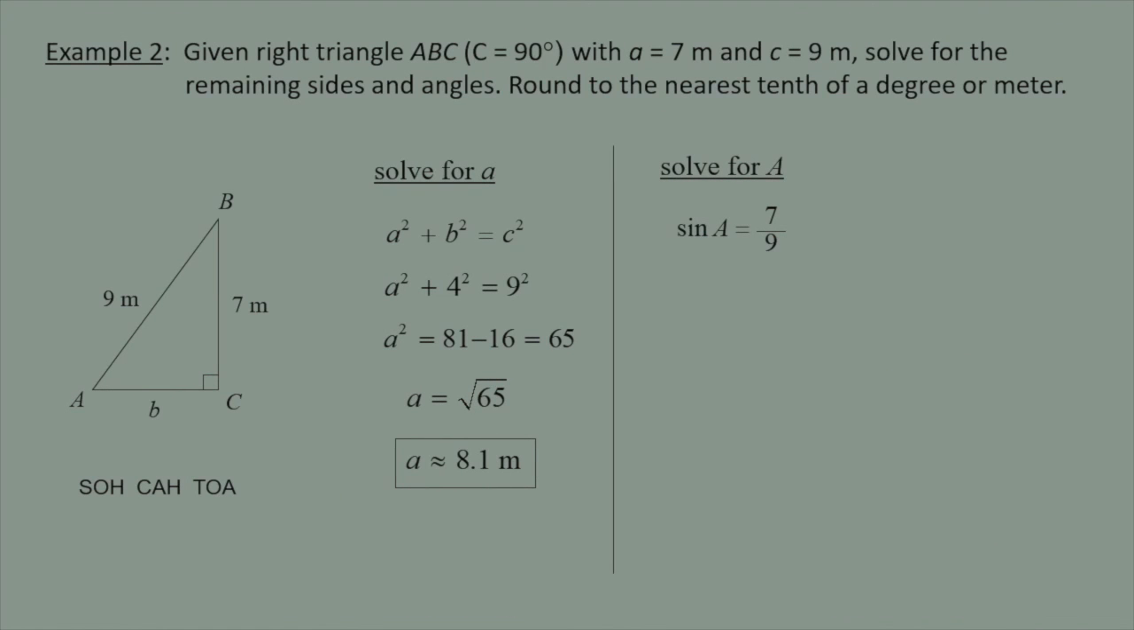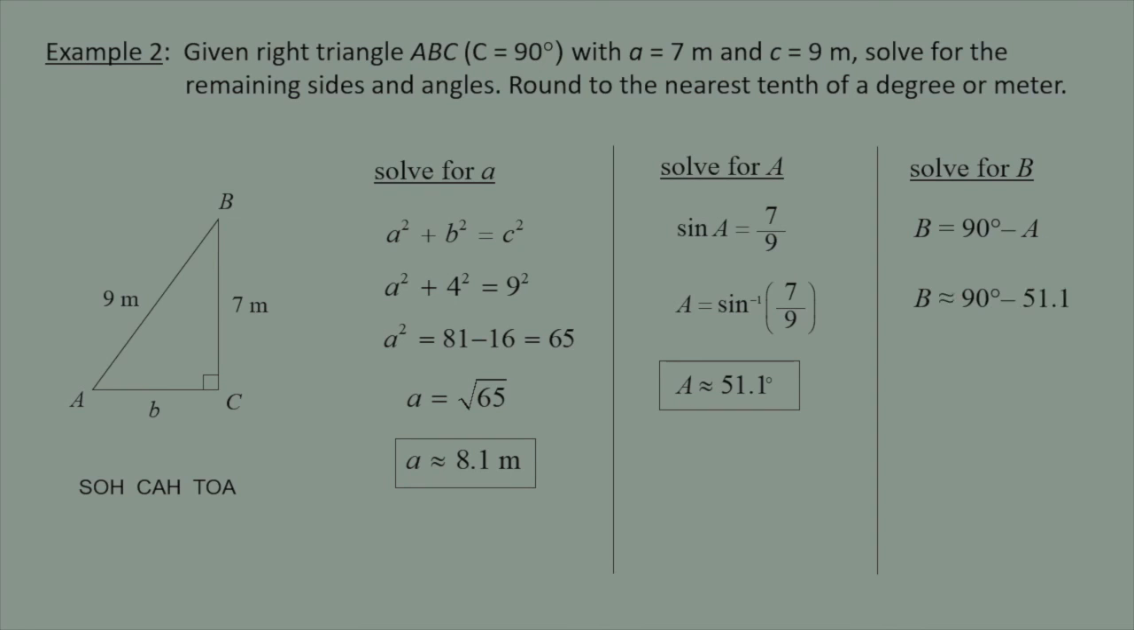Here's where we left off. Sine of A is 7 over 9. That means that the angle A is the inverse sine of 7 over 9, which we plugged into our calculator to get A is approximately 51.1 degrees. The last thing we need to solve for is angle B. We could use trigonometry like we did for angle A with the two given sides, or we could use the fact that the two acute angles in a right triangle are always complementary. So angle B is the difference between angle A and 90 degrees, and substituting the value we just found for angle A, we get B is approximately 38.9 degrees.